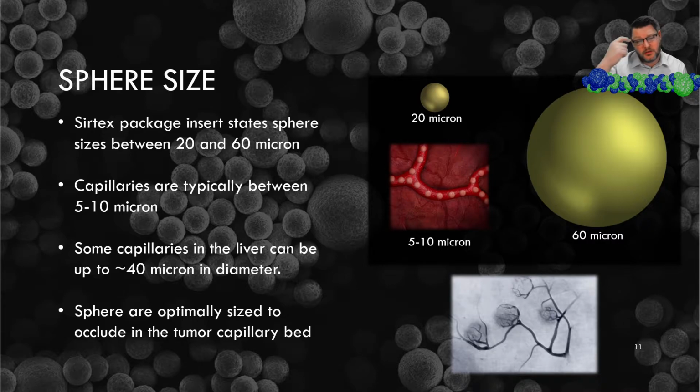Now some capillaries in the liver are up to 40 microns in diameter, which is why we need to do the lung shunt, or the MAA study, because these spheres go through, and if they don't lodge into one of the capillaries, they get shunted into the lungs. And these spheres are optimally sized for capillary bed tumor placement. I'm sure that was done by design by Sirtex, but it works out really nicely.